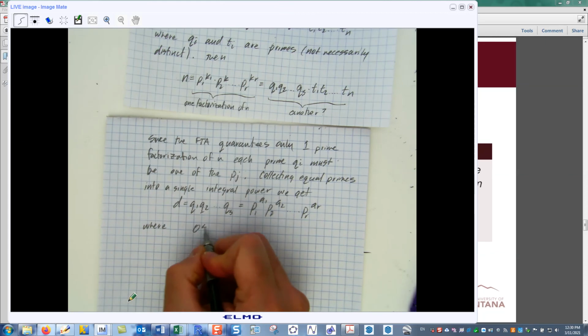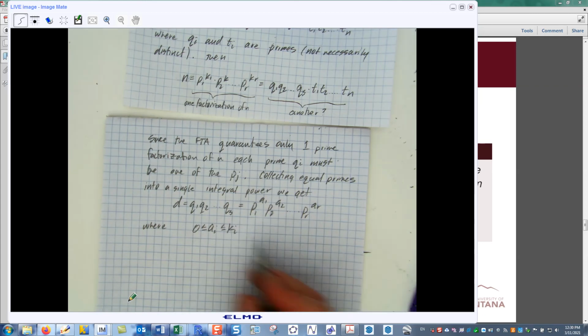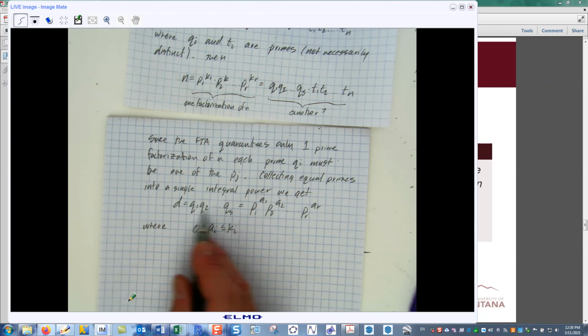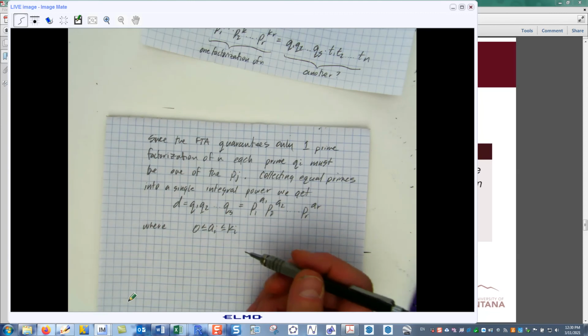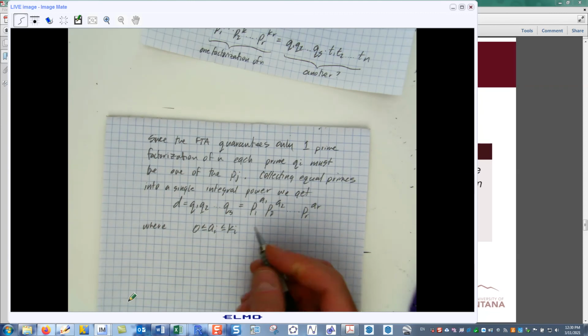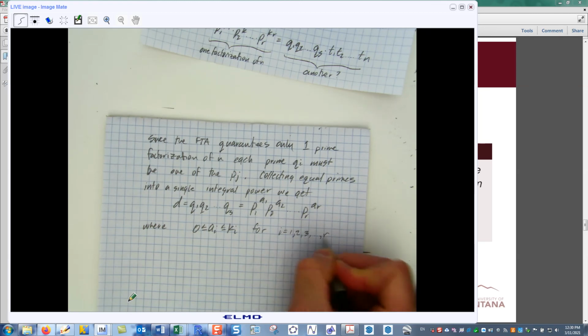where each a sub i has to be greater than or equal to 0, but at most it could be equal to the k sub i, right? So in other words, each one of these primes can only appear, let's say if there were two p1s in the original prime factorization of n, it could only appear two times. And this is for i equal to 1, 2, 3, all the way up to r.